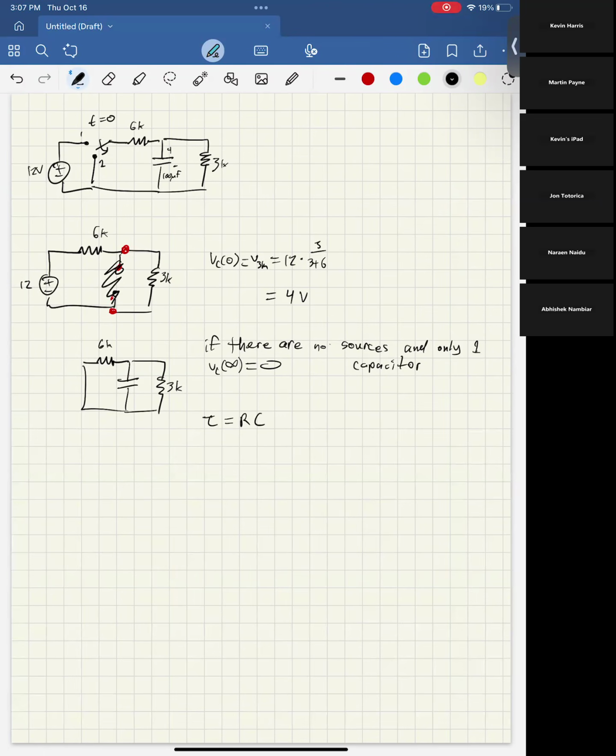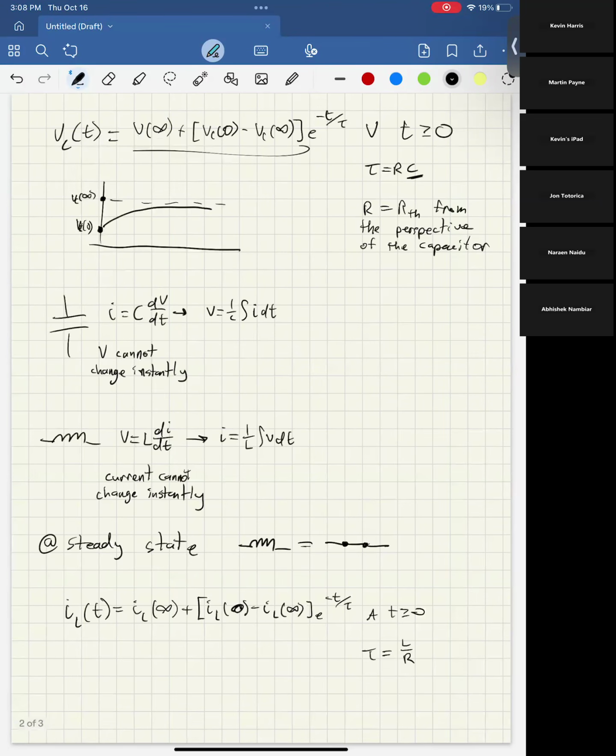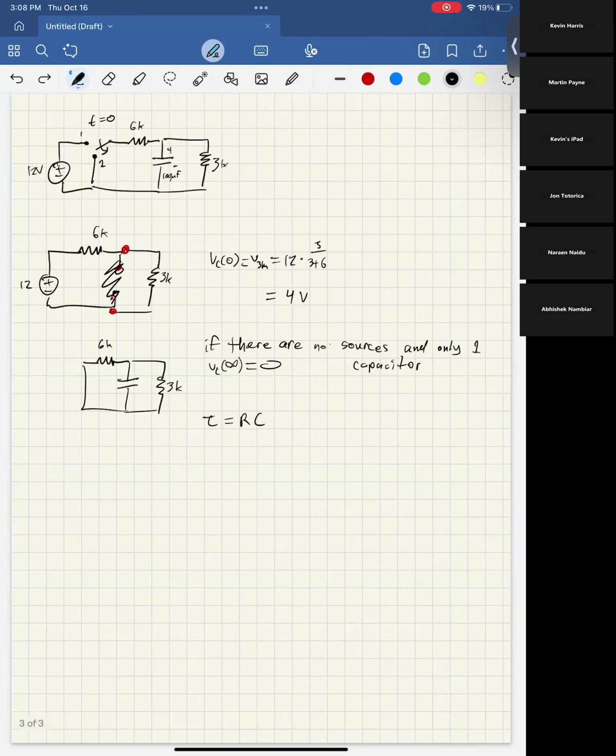So our R in this case, I'll add this note here at t goes to infinity. This is saying what's the rate of the charging or discharging going to be? In this case, it's going to be discharging, so it's the Thevenin equivalent resistance from the perspective of the capacitor. All that's saying is if we were to send current out of the capacitor, what is the resistance it sees?